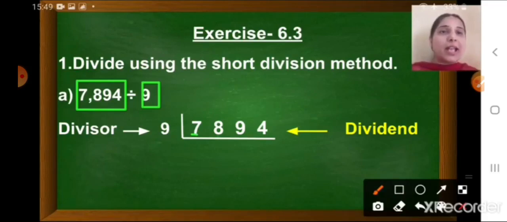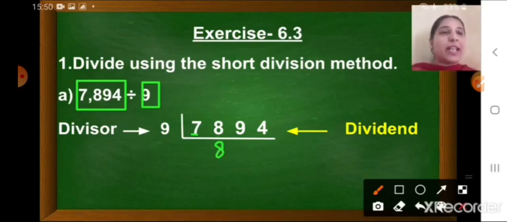Now let's divide. So first we will take the first digit of the dividend, which is 7 here, but that is smaller than 9, so we will take one more digit. So now we have 78. Now you just see the multiplication table of 9. How many times will give you less than 78? So 9 5s are 45, 9 6s are 54, 9 7s are 63, 9 8s are 72, and 9 9s are 81. It will be more than 78. So we will go for 9 8s are 72.